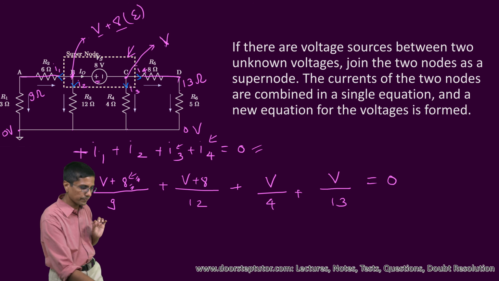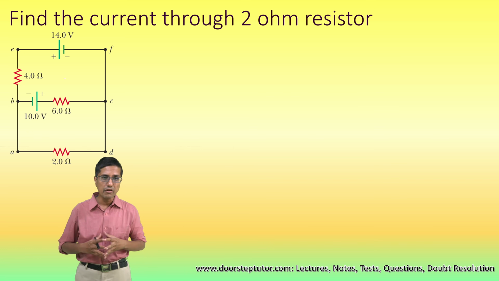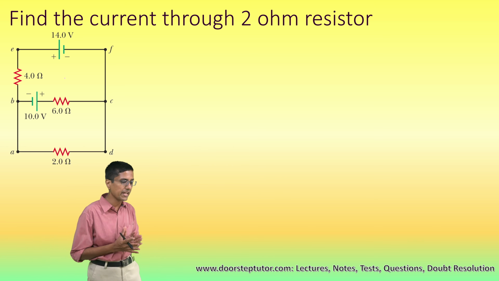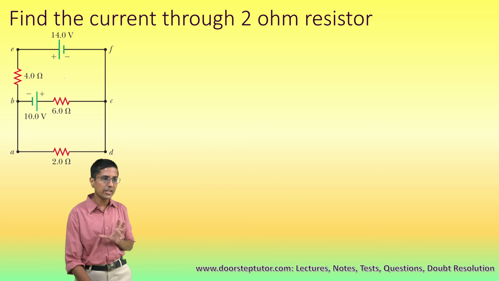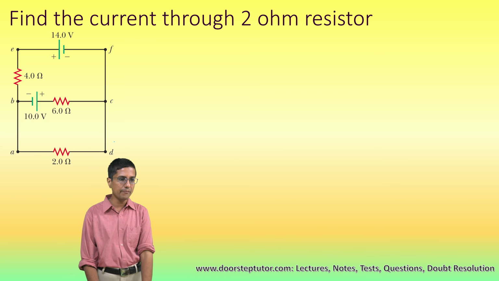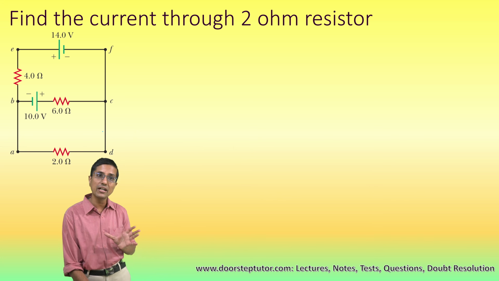So this was how to apply the nodal voltages method when we had a battery with unknown voltages. Now here is another such example where we again have a battery with unknown voltage.